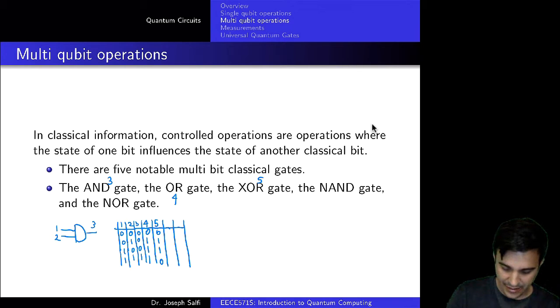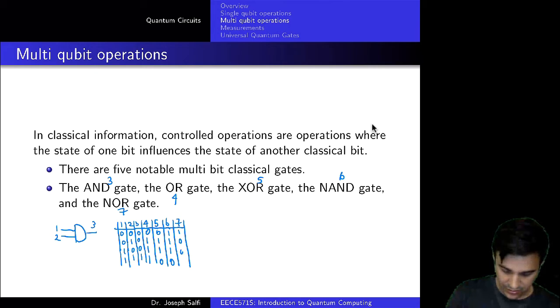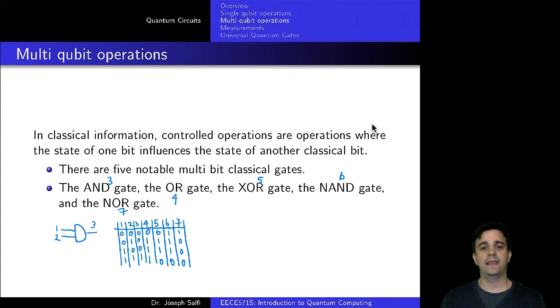So we get 1, 1, 1, 0. And the NOR gate is the inverse of the OR gate, which is 1, 0, 0, 0. So these classical truth tables describe the types of 2-bit operations in digital logic.